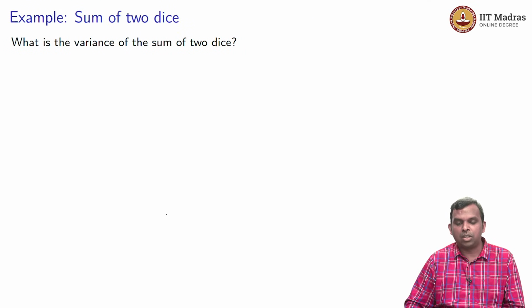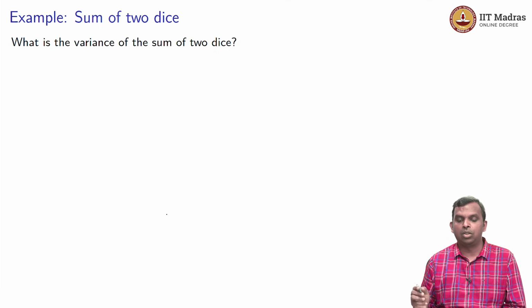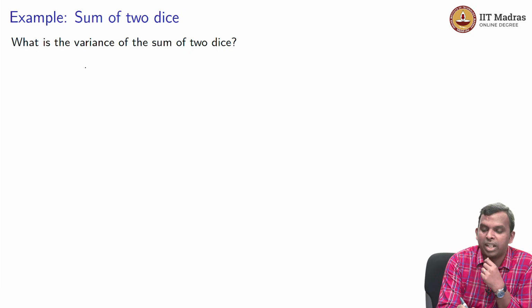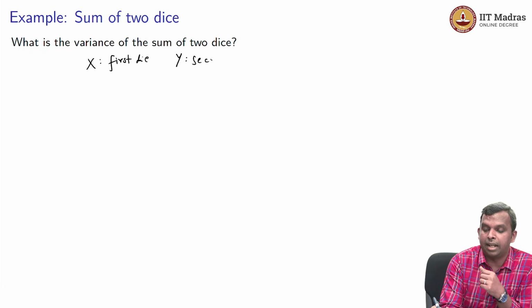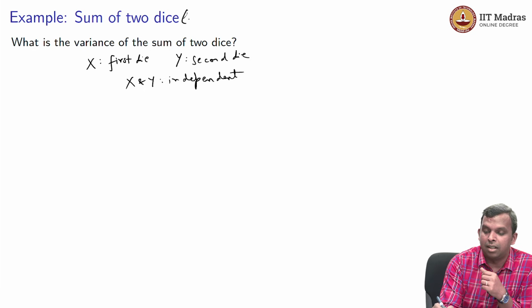So let's try and use the property to compute the variance of the sum of two dice. The variance of one die we saw already. It is 35 by 12. It was easy enough to compute. Now what about the variance of the sum of two dice? Let's say x is the number shown on the first die, and y is the number shown on the second die. x and y are independent. This is the crucial assumption here. It's not stated in the problem, it just says the sum of two dice. I'll assume independent.